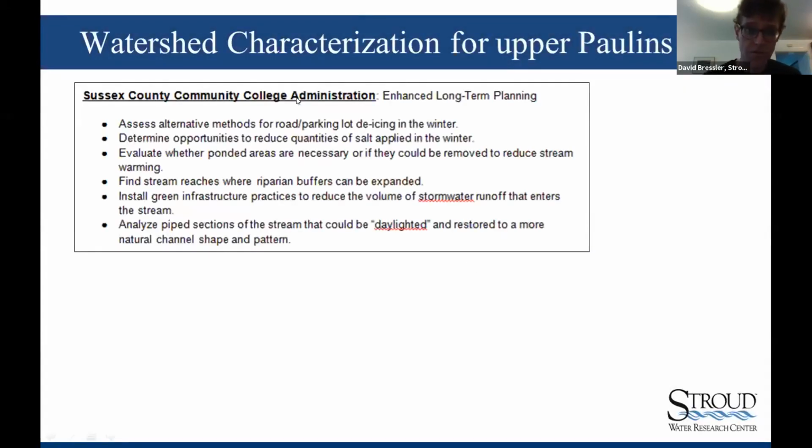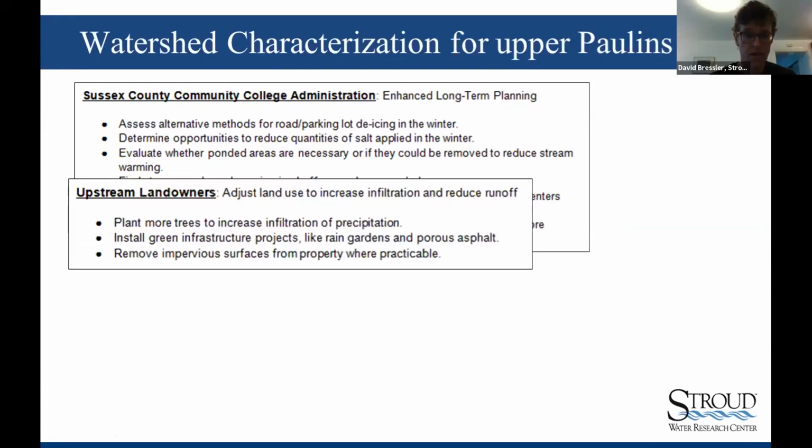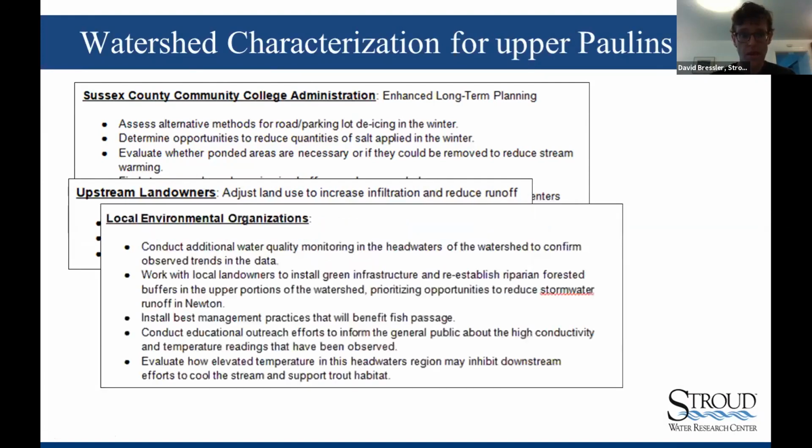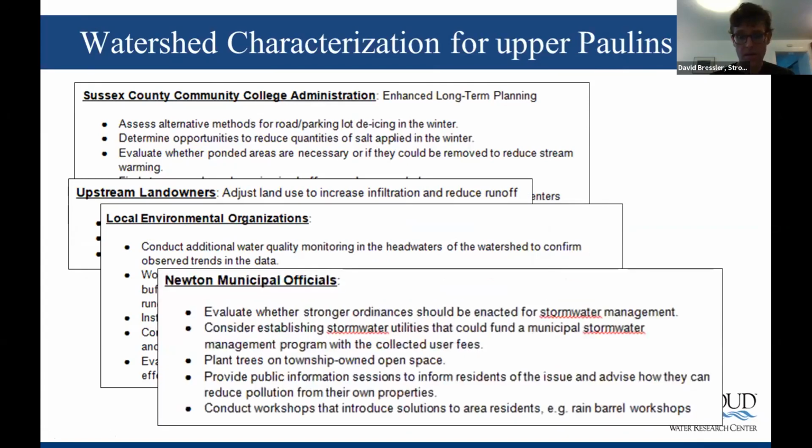So here are the management recommendations that we made for the Sussex County Community College. I'm not going to go through these, but these are recommendations that were based on some of the findings like I just described: recommendations for upstream landowners, recommendations for other local environmental organizations, and then recommendations for the town of Newton municipal officials.